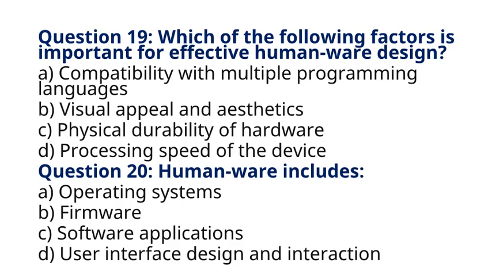Question 20. Humanware includes A. Operating systems. B. Firmware. C. Software applications. D. User interface design and interaction. The correct answer to question 20 is option D. User interface design and interaction. Explanation: Humanware encompasses user interface design and interaction, focusing on elements such as interface layout, usability, accessibility features, and user experience.